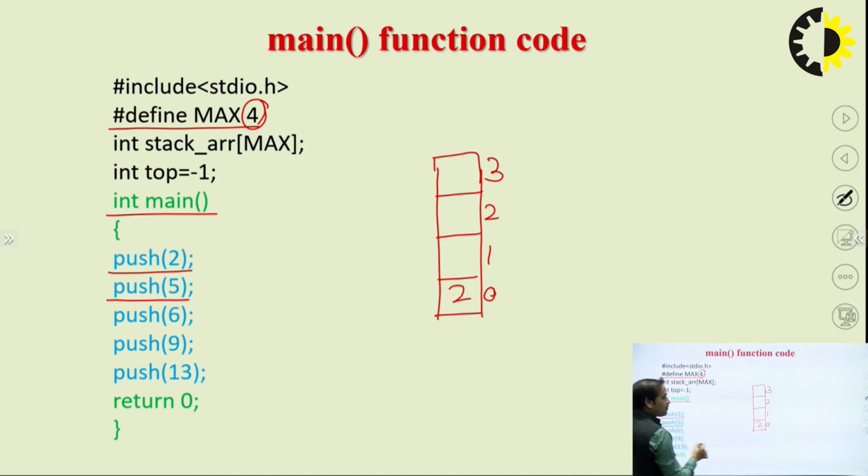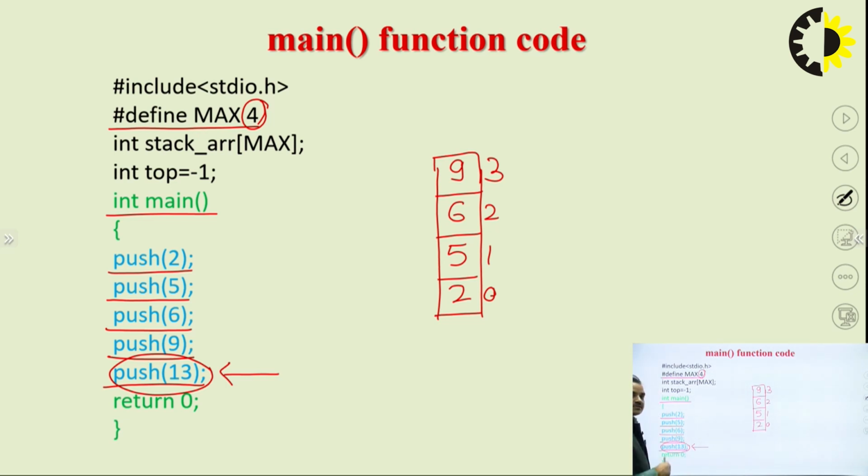Then we push 5, the second element. Then we push 6. Then we push 9, and the 9 is inserted. If we want to push one more element, 13, it is not pushed inside the stack because our stack size is only 4. So the overflow condition arises, and this element is not pushed inside the stack.